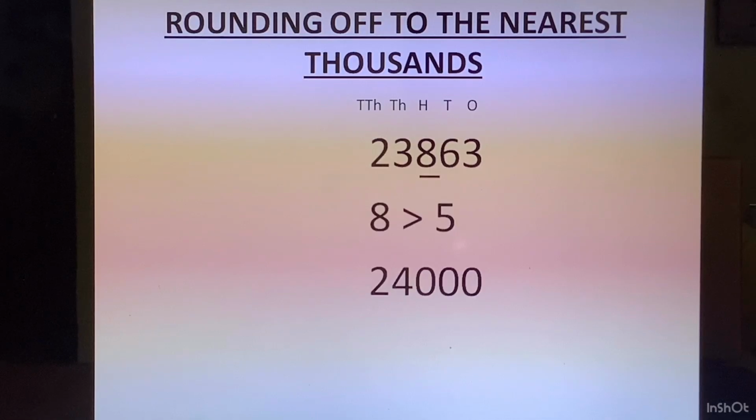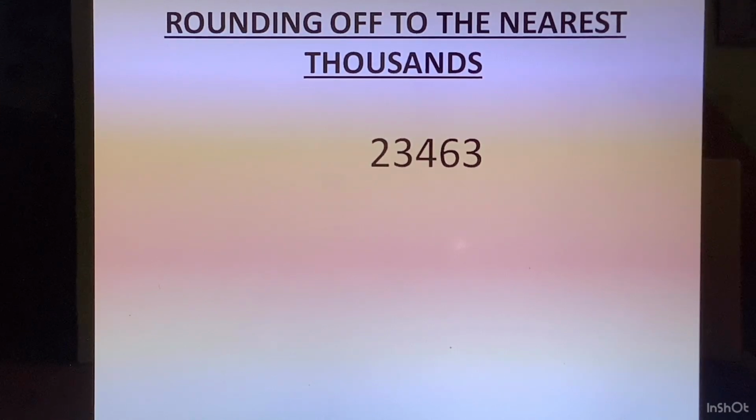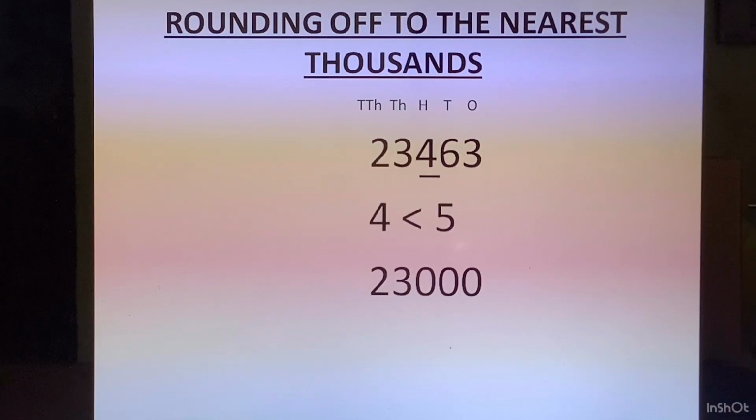Now supposing in this case, instead of 8, we had 4 here at the hundreds place, let's see what would happen. To round off to the nearest thousands, we will look at the digit at the hundreds place, which is 4. We'll compare 4 with 5. 4 is less than 5. So we will not change the digit at the thousands place. We'll keep it the same, that is 3 remains 3 at the thousands place, and everything on the right, that is 4, 6, 3, will turn into zeros. So the answer will be 23000.